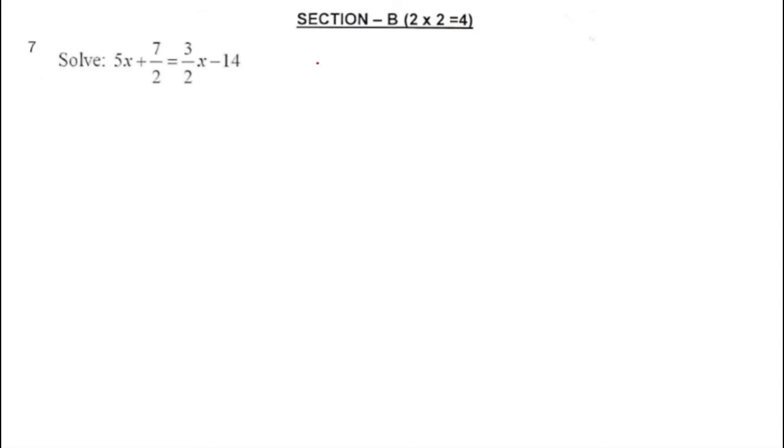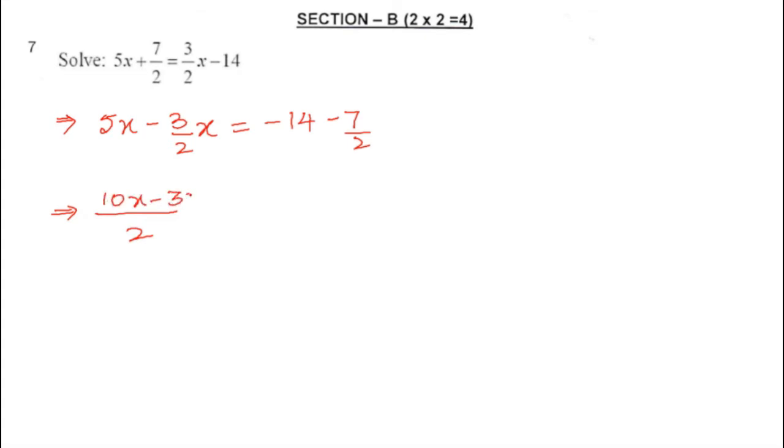Section B, which is of 2 marks. Each question carries 2 marks. The 7th question is to find the value of x. Let's simplify this equation. We need to write the variables to one side. So 5x minus 3 by 2x will be equal to negative 14, negative 7 by 2. We can take LCM. The LCM is 2. We get 10x minus 3x equal to negative 28, negative 7 upon 2.